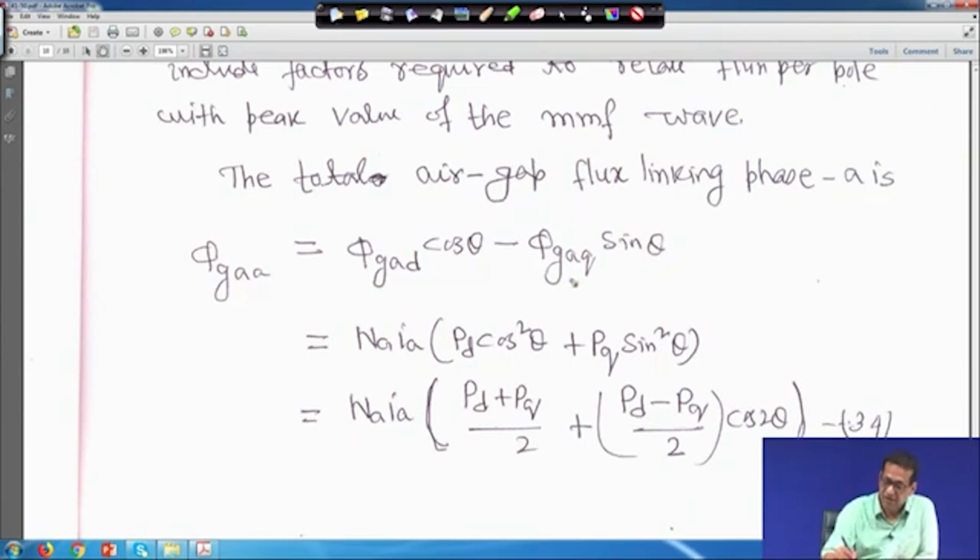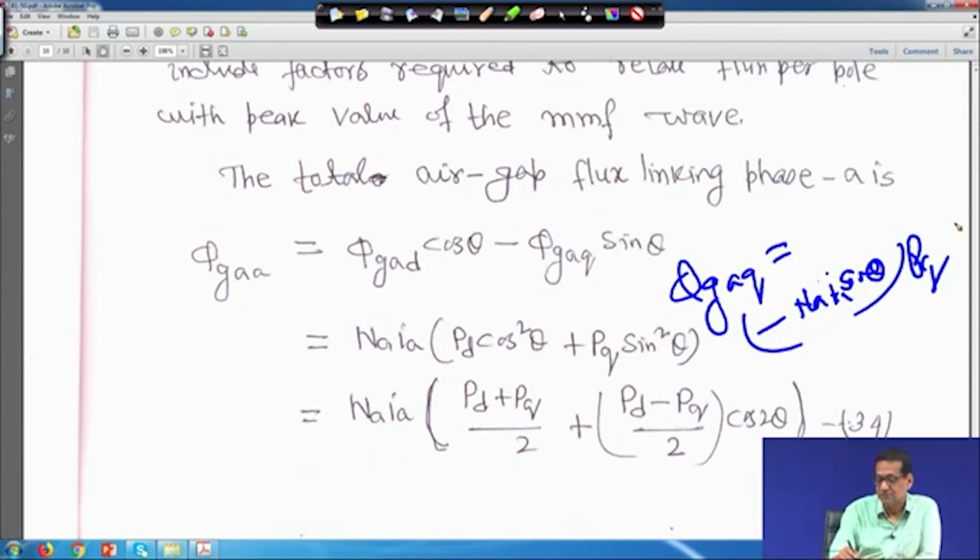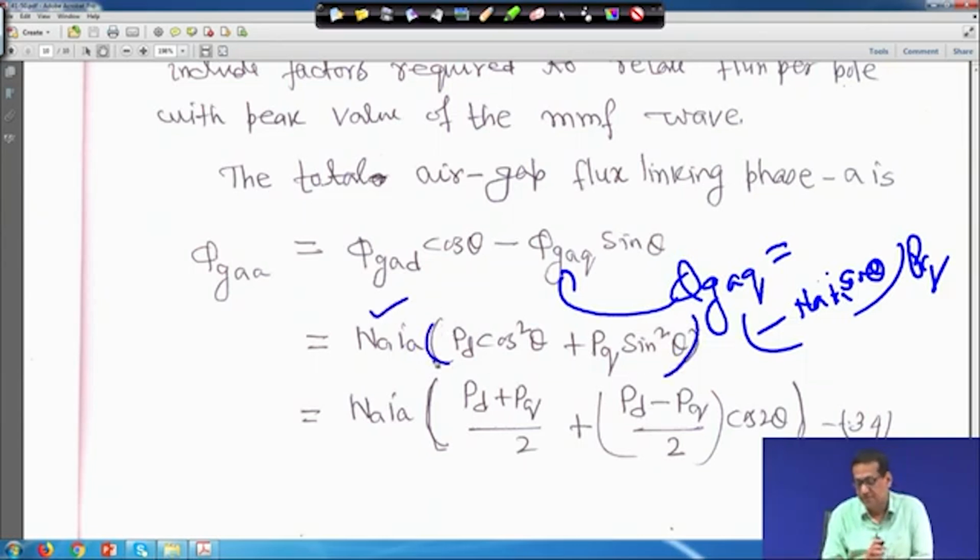Similarly for phi_gAq, from equation 33, phi_gAq is equal to minus N_A I_A sin theta into P_q. So you substitute this expression here, and it will be plus, then N_A I_A will be common because this is in a bracket, so it will become N_A I_A P_q sin square theta.